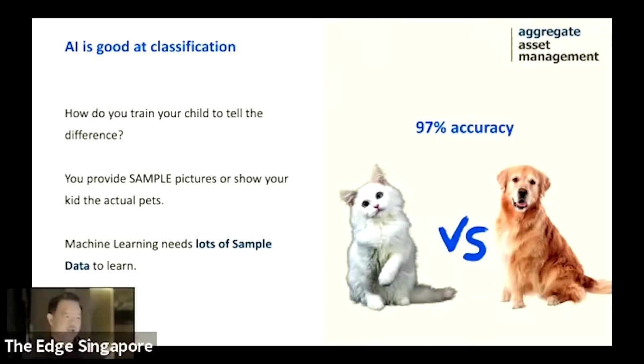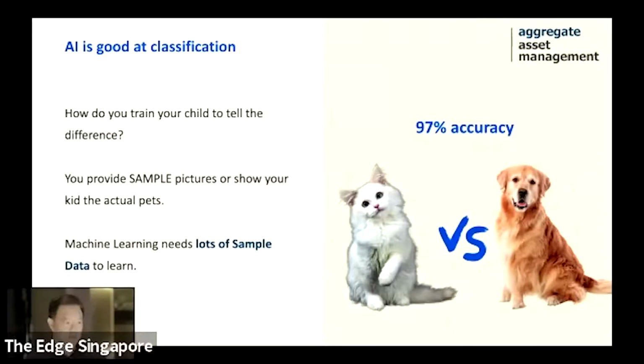So, AI, what is AI good at? AI is really good at classification. Now, think of a scenario where you tell your child, can you tell the difference between a cat and a dog? You bring him to the zoo, bring him to the pet store, or show him pictures, right? And the kid gets it immediately, with one or two pictures. But AI is not so clever. They need tons and tons of sample data to train it to understand the ability to differentiate the cat and the dog. But once they get it, it's very fast.